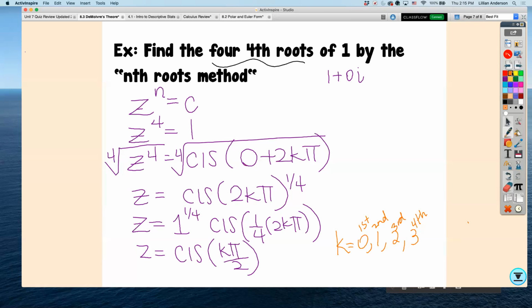So then you'll plug in 0, 1, 2, and 3, and once you apply your cis, you'll be able to find your roots. So that's going to be cis of 0 times pi over 2, which is just 0. We're going to do the cis of pi over 2, the cis of pi, and then the cis of 3 pi over 2. And this is how we'll find our 4 roots, our 4 4th roots of 1.